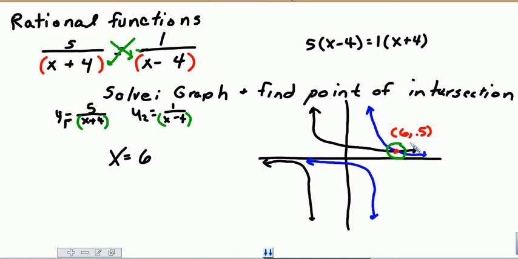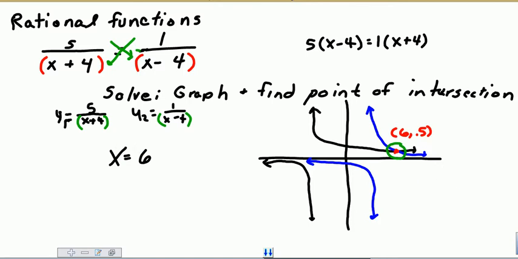So the solution to my function here, if I am trying to solve this equation, is x is equal to 6. Now if I plug 6 back into this function, I will discover y works out to be 0.5. 5 over 6 plus 4, 5 over 10 is 1/2, and 1 over 6 minus 4, 1 over 2 is 1/2. So I have both sides of this equation equal to each other. My solution occurs when x is equal to 6.